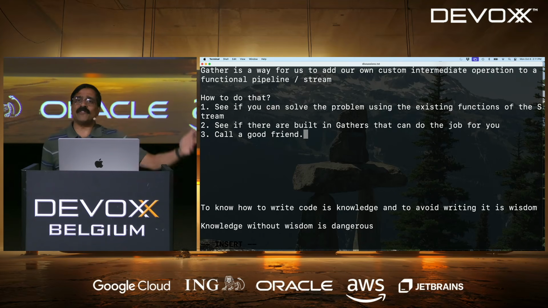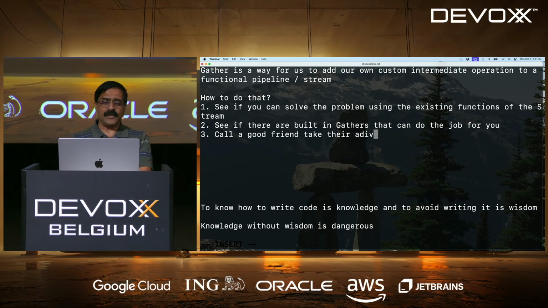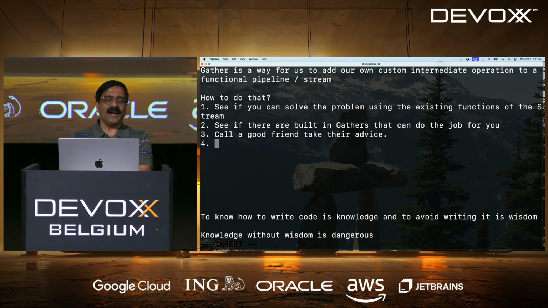And that's what good friends do, right? So essentially they say, you don't need to write a gatherer. There are better things in your life to do, and I recommend not to do it. Take their advice. Don't write the gatherer. You would have a better time moving forward. So call a good friend, take their advice, right? But you say, I did, but still, that did not work. You're like, I tried to talk to my friend. They couldn't convince me. I'm still inclined to write a gatherer.